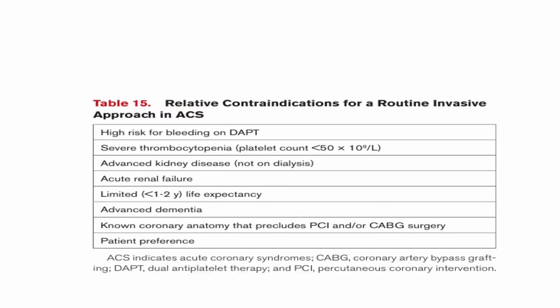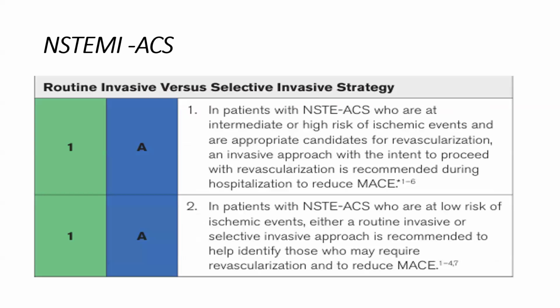Now, there are some relative contraindications for a routine invasive approach, that is, high risk for bleeding on DAPT, severe thrombocytopenia, advanced kidney disease, acute renal failure, limited life expectancy, advanced dementia, known coronary anatomy that precludes PCI or CABG surgery, and patient's preference. About NSTEMI, as I already mentioned, if patients with NSTEMI are at intermediate and high risk, then go for immediate revascularization. Patients with NSTEMI who fall in the low risk category, go either for a routine invasive or selective invasive approach.